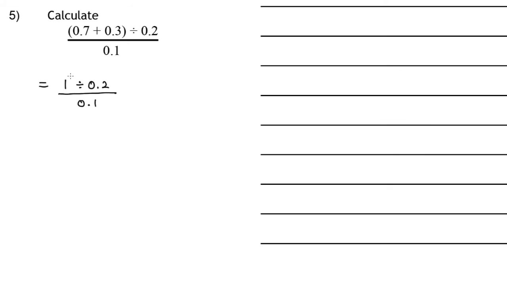Now if we look at this, when we want to divide by a decimal, we can't, we need a whole number here. So we can multiply this by 10. And if we multiply this number by 10, we multiply this number by 10 as well. So what we end up with is 10 divided by 2, and that's all divided by 0.1. Now 10 divided by 2 is 5, so we get 5 divided by 0.1. Again, we can't divide by a decimal, 0.1, so we multiply top and bottom by 10. When we multiply top and bottom by 10, we get 50 divided by 1, which is 50. So the final answer there is 50.